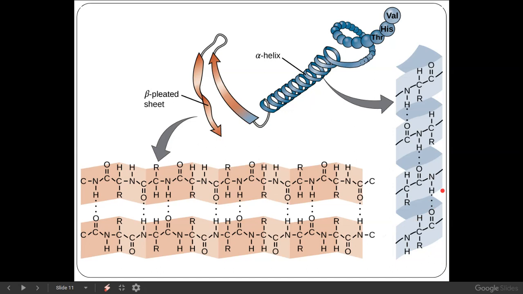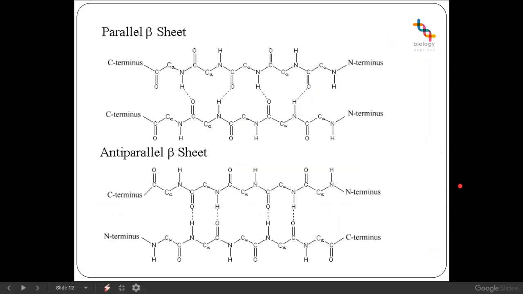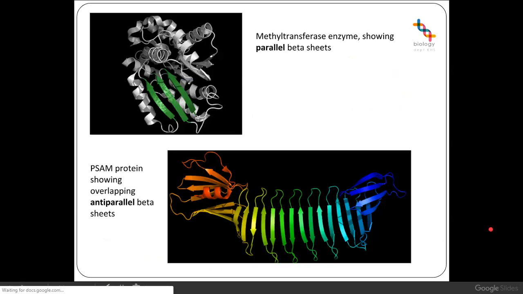And one of the things that you might see when we look at different forms of proteins is that you can have parallel or anti-parallel beta-pleated sheets. All that means is that they're either running with the C-terminuses at the same end and the N-terminuses at the same end, or one is running N-terminus to C-terminus and the one below it is running in the other direction, C-terminus to N-terminus.